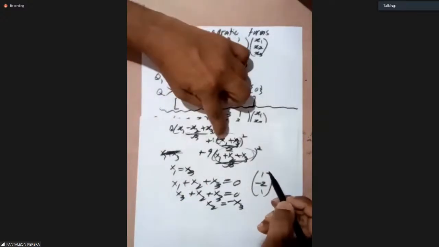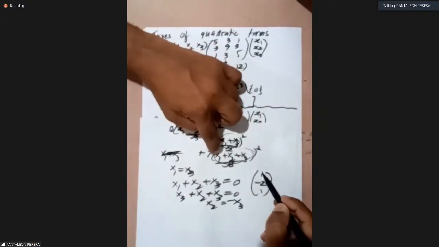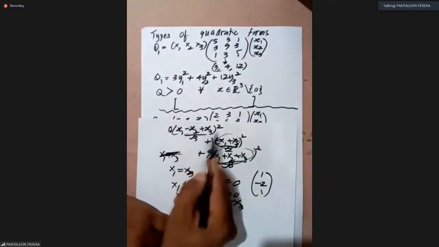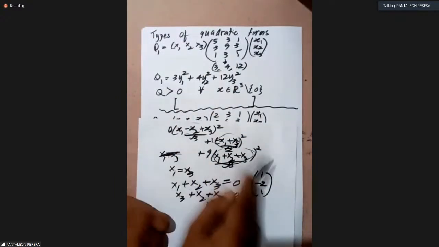Substitute that: -1 + 1, 0. 1 - 2, 1, 0. But this is non-zero. But even though it is non-zero, because of this 0, this whole thing is 0.